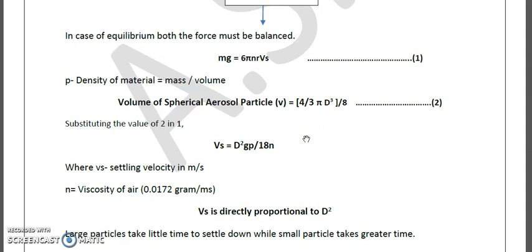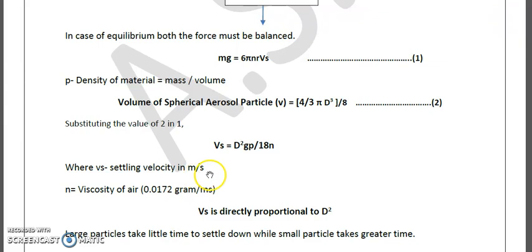Subsequently cancelling out everything and replacing each term of radius with the diameter, we got 1 by 6 pi d cube g rho equal to 3 pi eta d vs. Solving this equation for vs, which is the settling velocity or terminal velocity of the aerosol particle, it comes out that vs is equal to rho g d square upon 18 eta, in meter per second.